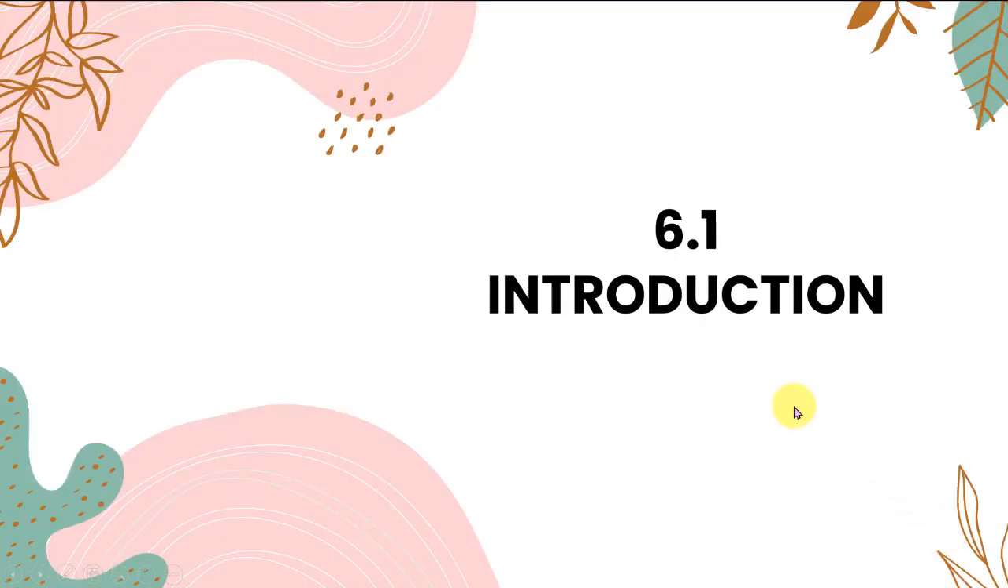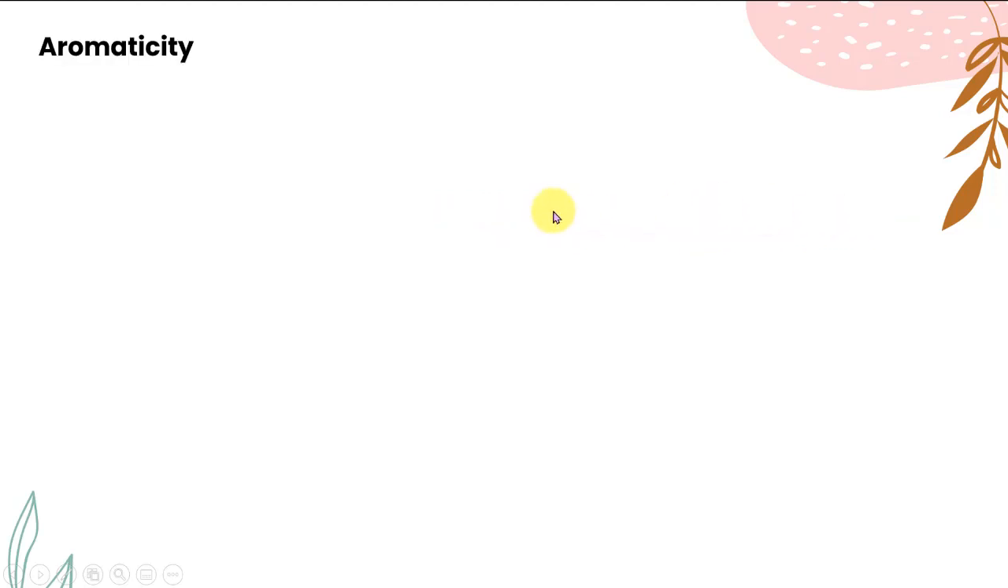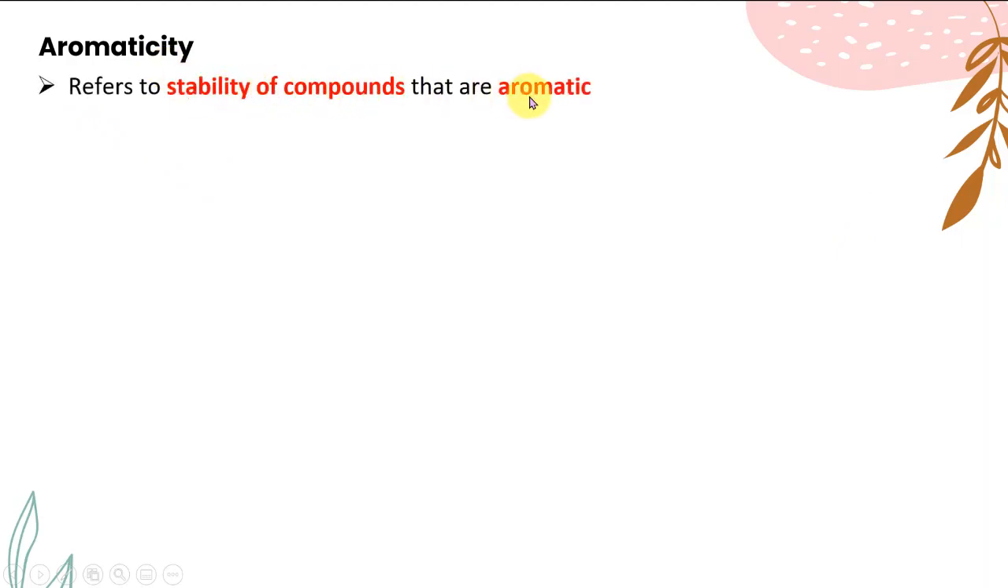In this chapter, we are going to talk about 6.1 Introduction of Benzene and its Derivatives. By the end of the lessons, you need to be able to describe aromaticity, Kekulé structures, and resonance structures of benzene. First of all, aromaticity refers to the stability of compounds that are aromatic. The common aromatic compound you know is benzene, C6H6.